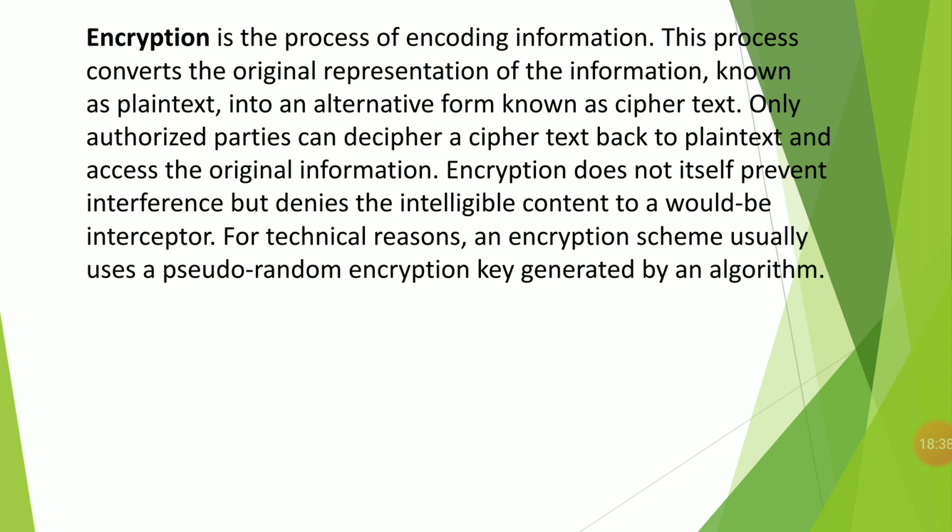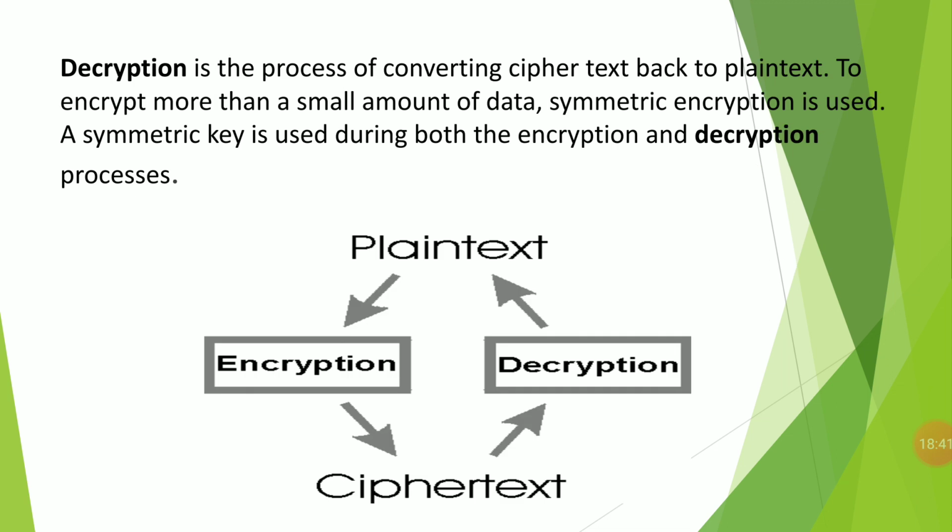Next is decryption. Decryption is the process of converting cipher text back to plain text. To encrypt more than a small amount of data, symmetric encryption is used. A symmetric key is used during both the encryption and decryption processes.